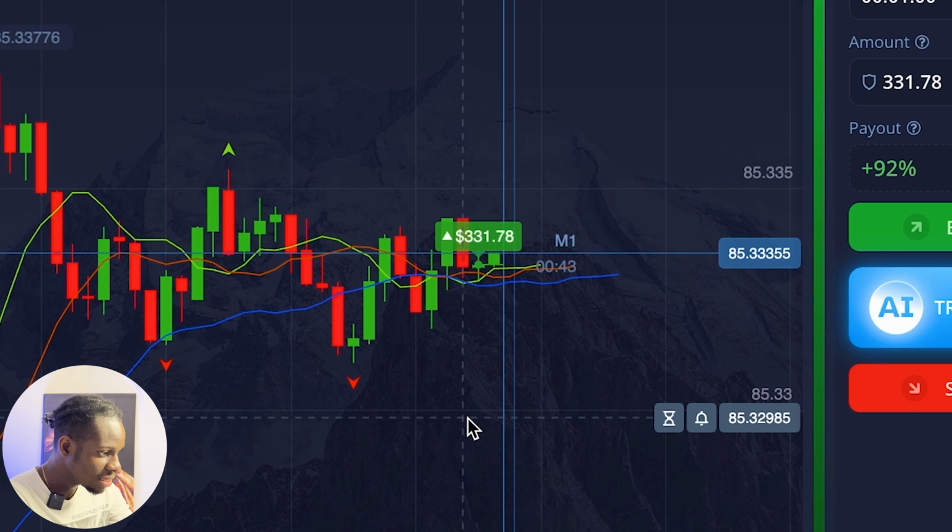The volatility is strangely very low, which is putting our trade at risk. This one's a bit risky, but let's see how this one ends still.